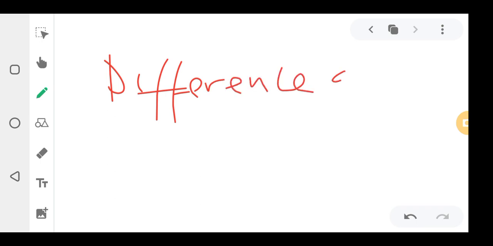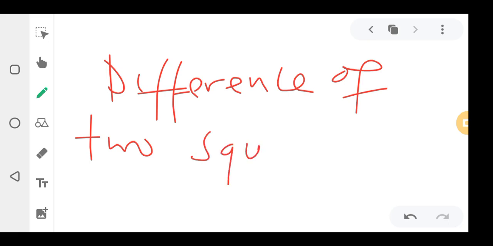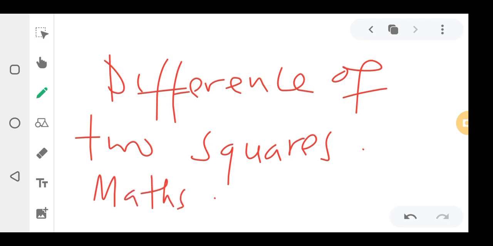Okay, we are continuing with the topic, and the topic that we are continuing with is indices. Rather, difference of two squares. So we are continuing with the topic difference of two squares. That's what you're continuing in mathematics. So this is maths. We are continuing with a topic called difference of two squares. We already did part 1, so this is part 2.